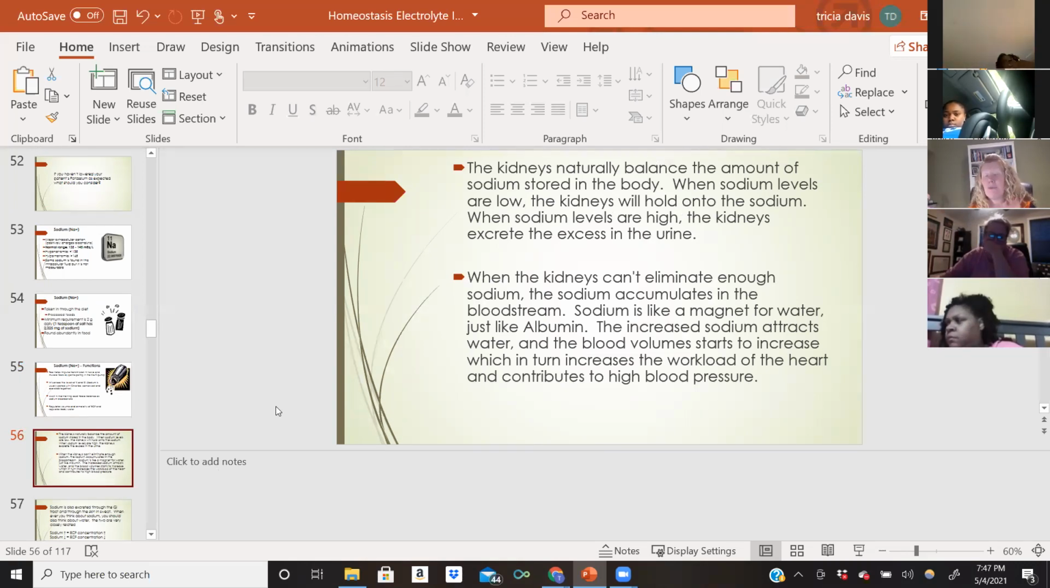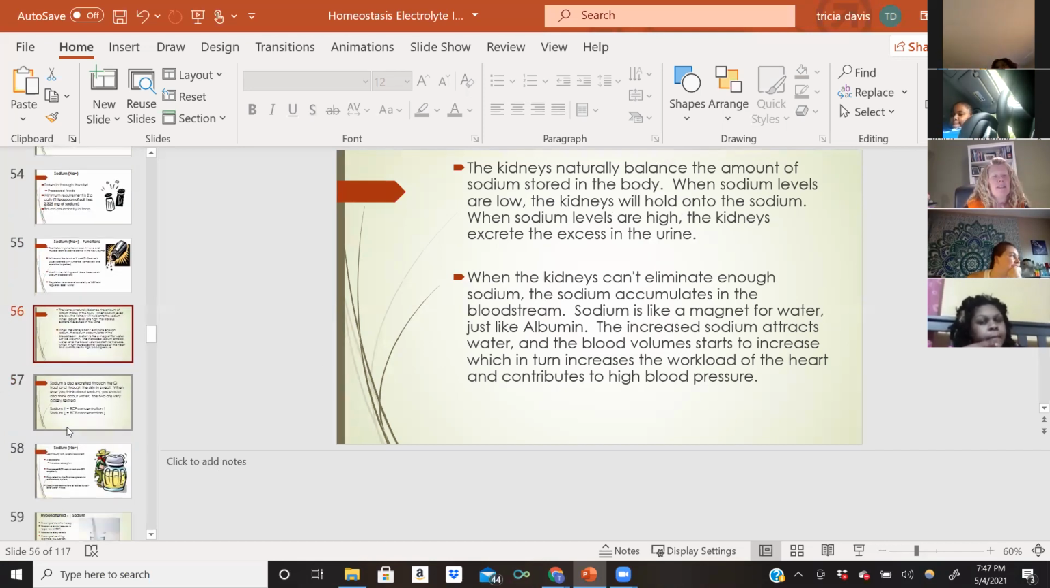Sodium is like a magnet for water, just like the albumin. The increased sodium attracts the water and the blood volume starts to increase, which in turn is going to increase the workload of our heart, right? And contribute to high blood pressure. So this is why we tell patients who have high blood pressure that they need to be on low salt diets, right?